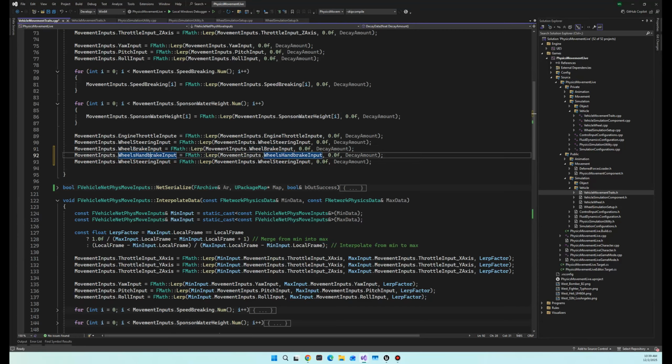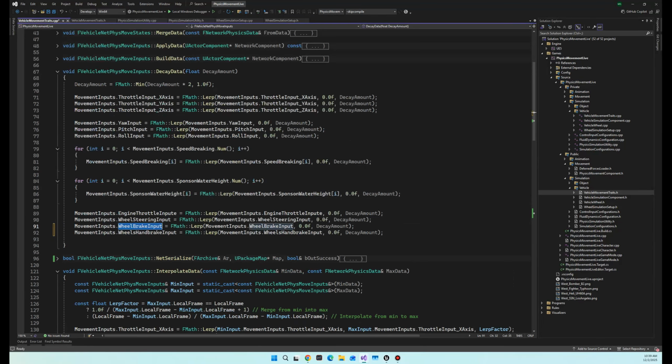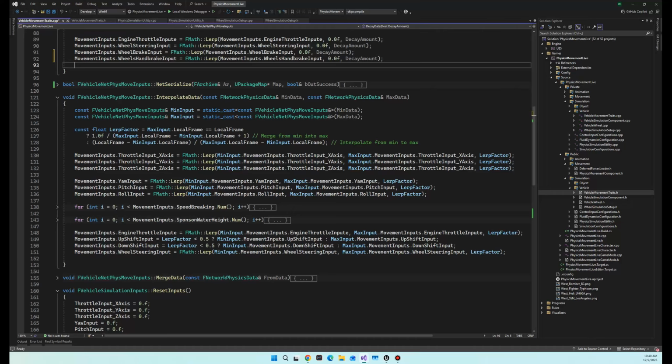So that's for handbrake input, as well as for braking. We already have steering input. Do I have one for that? Nope, don't need that. We're only actually going to be lerping the wheel brake and the handbrake because both of these are doubles. We don't need to do anything when it comes to a Boolean value. A Boolean value is a state value. It's either on or it's off, so we don't need to worry about decaying that value.